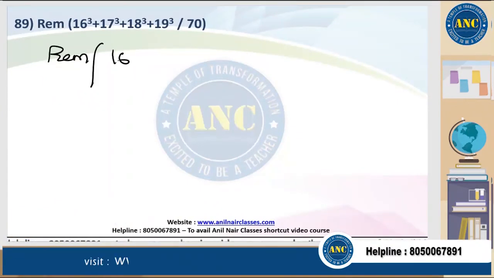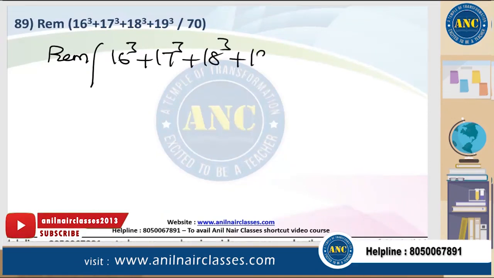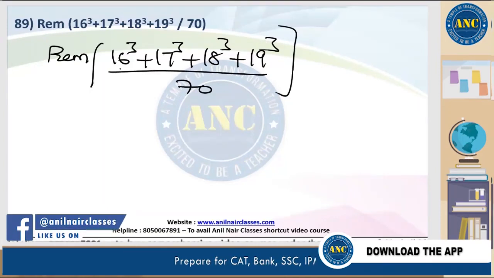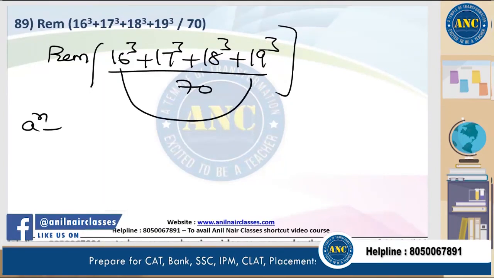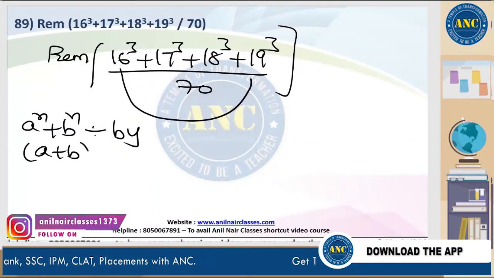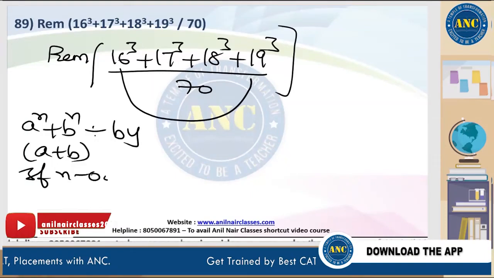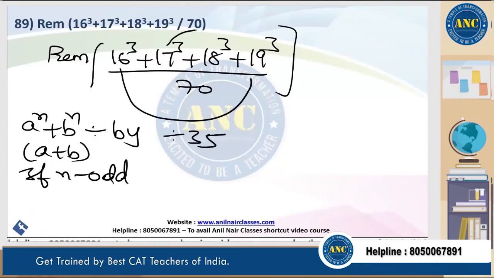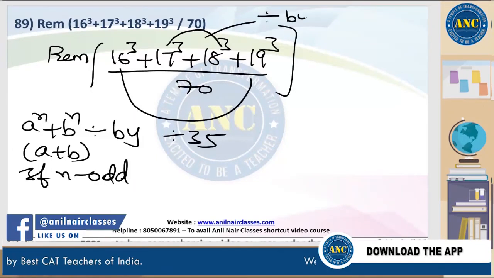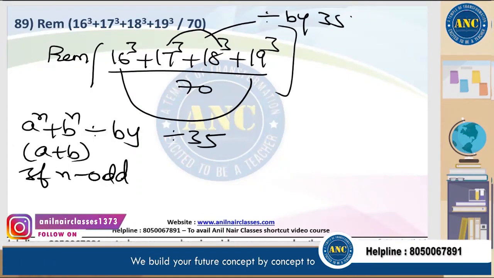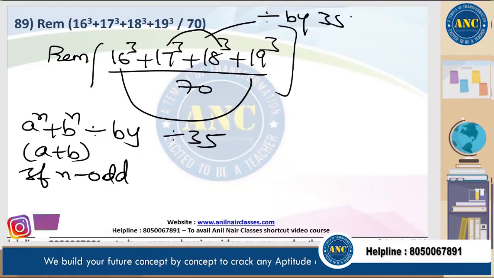16 power 3 plus 17 power 3 plus 18 power 3 plus 19 power 3 divided by 70. Listen carefully. A power n plus b power n is always divisible by a plus b if n is an odd number. So 16 plus 19 means it is divisible by 35. These two are also divisible by 35. First and last divisible by 35, second and third divisible by 35.